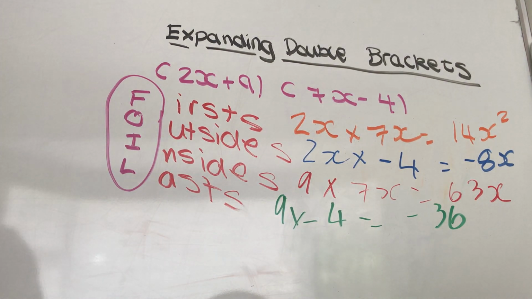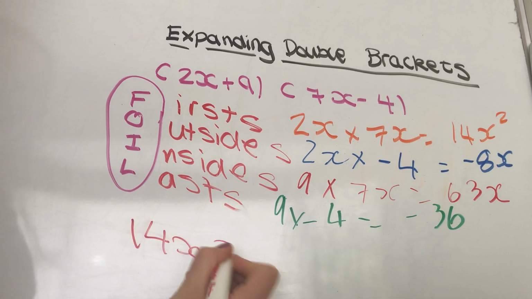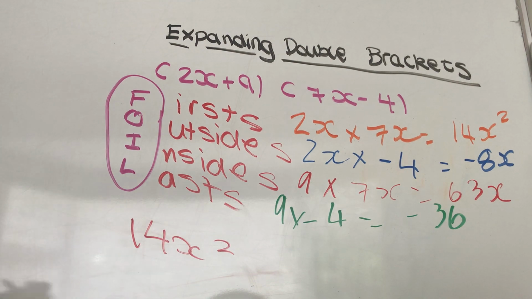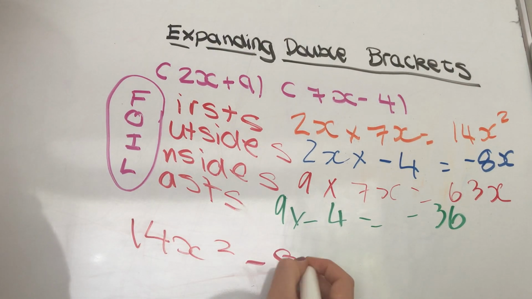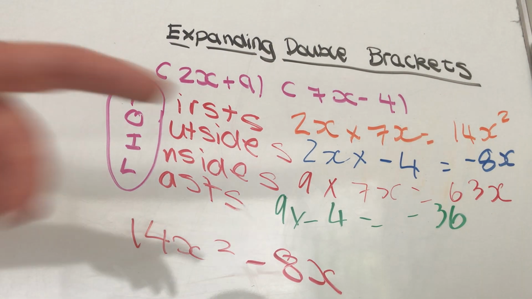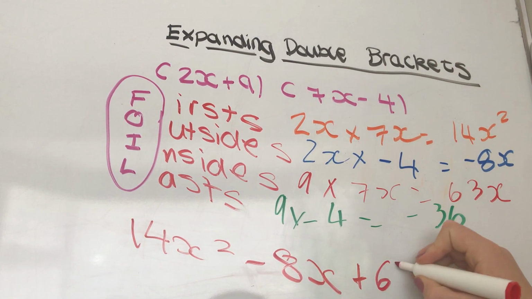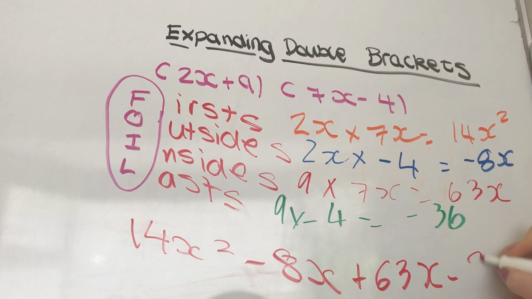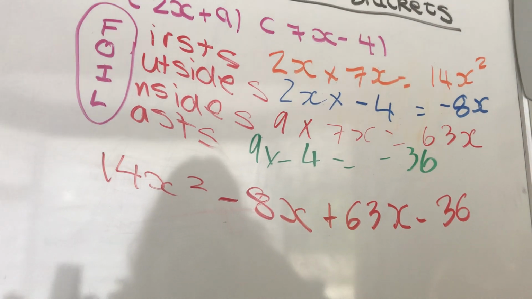So what we're going to be doing is taking down our 14x squared. 14x squared. And I'm not going to do add negative, it's just going to be negative 8x, that's what we've got there, minus 8x. Then we've got positive 63x, so we're going to be adding 63x. And then we have a negative 36, so we take away 36. So I'm just going to move that down ever so slightly.